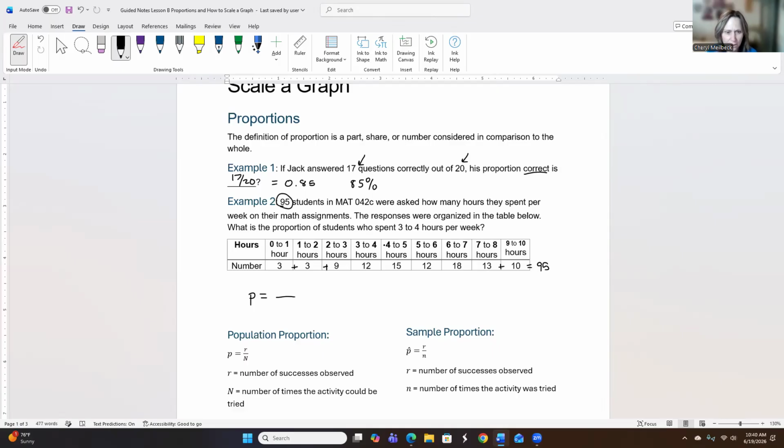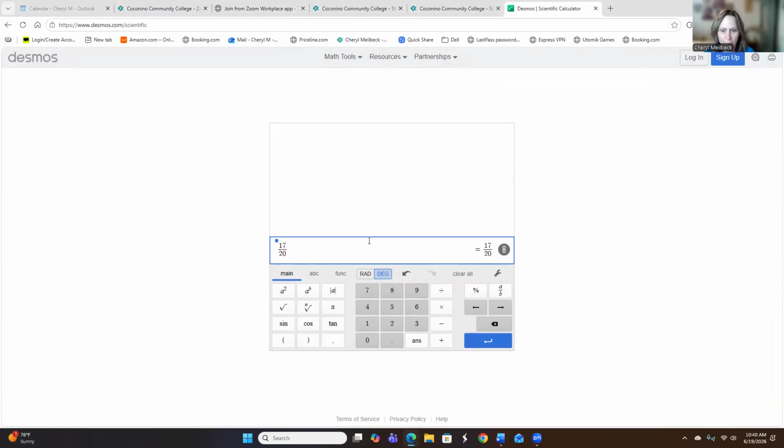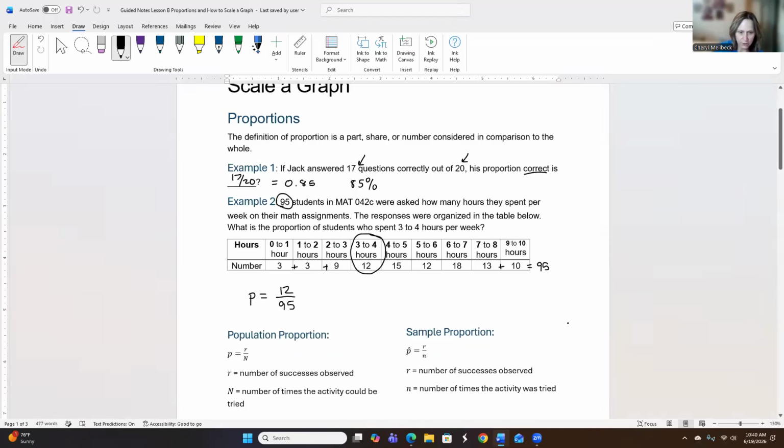Now it wanted the proportion of students who spent 3 to 4 hours. So we go to that place in our table and we see that was 12 over 95. To see if that fraction reduces, we can go once again to Desmos and type in 12 divided by 95. Oh, and it gave us 12 over 95. So it looks like 12 over 95 doesn't reduce. If we wanted it as a decimal, we'd put 0.126 or 0.1263. So we can leave it as 12 over 95 if we want a reduced fraction.